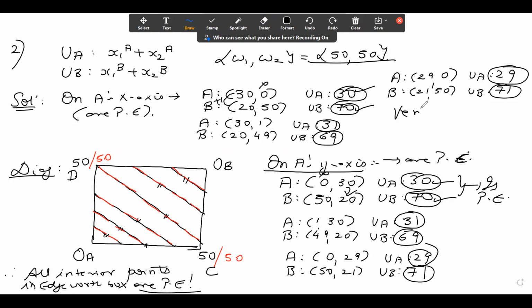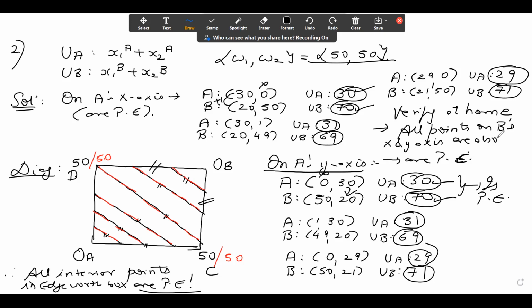And students, you can verify at home that all the points on B's x and y axis, that means this axis and this axis, are also Pareto efficient. So what is my answer? I have shown that all the interior points are Pareto efficient. I have shown that A's x-axis and y-axis are Pareto efficient. You can verify at home that B's x-axis and B's y-axis are also Pareto efficient.